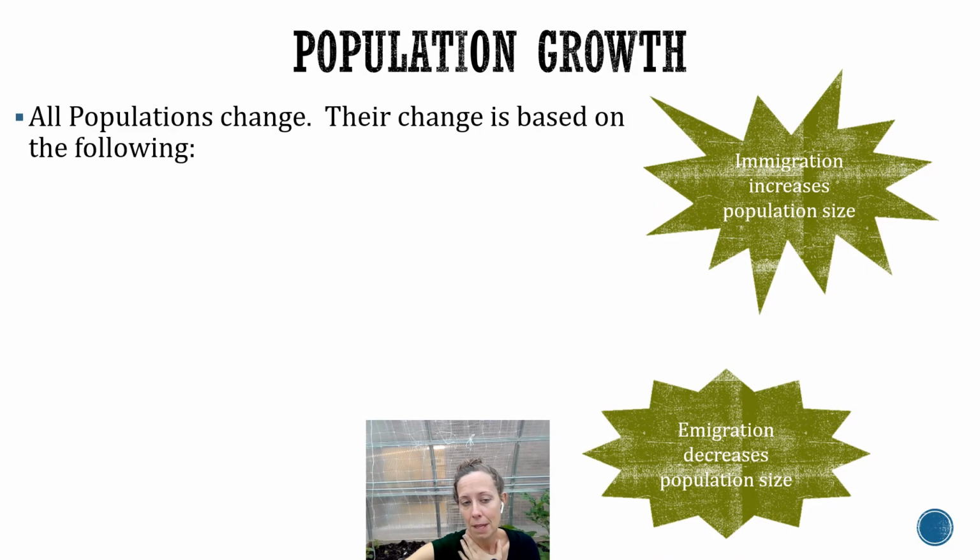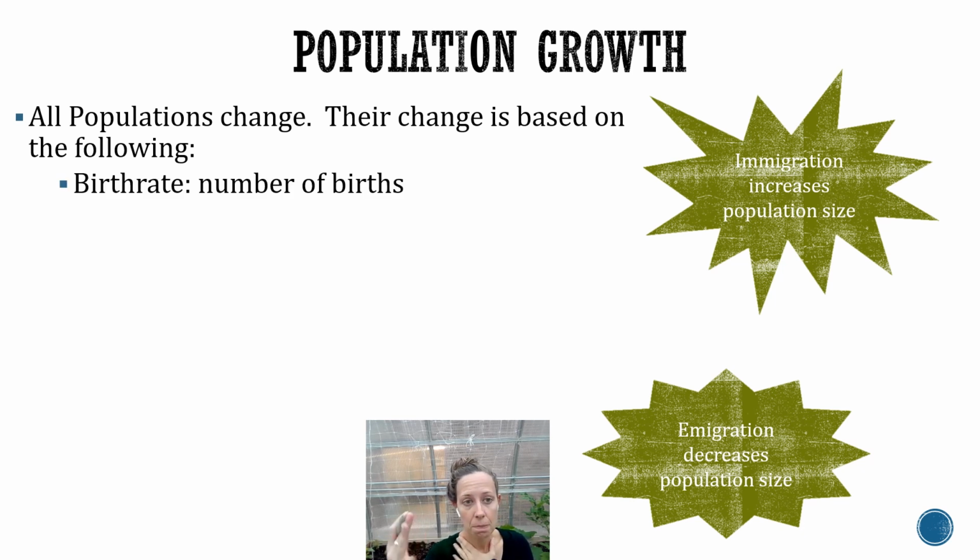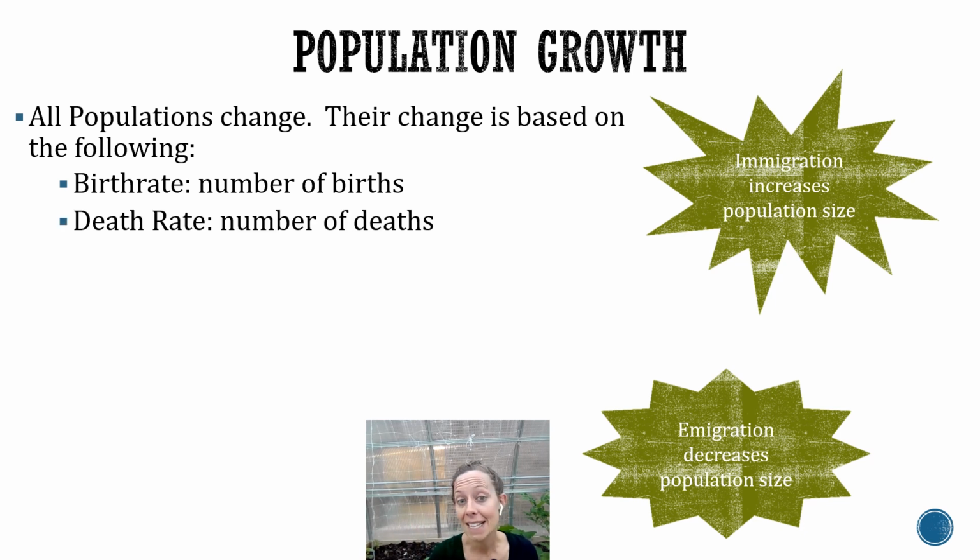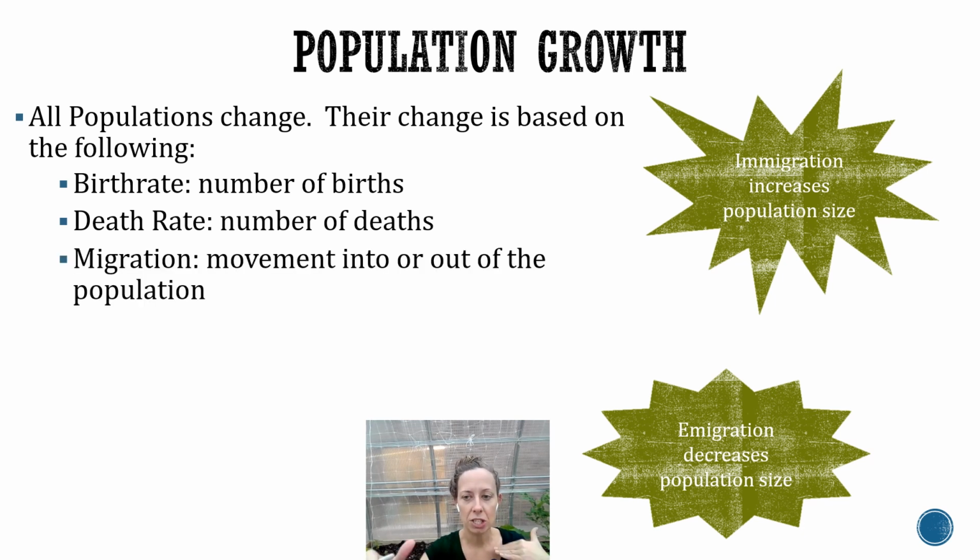Then we talk about population growth. So populations are all going to change, right? They change their size and they change based on the following things. The first is the birth rate. So how many individuals were born? The second is the death rate. So how many individuals died? Then migration, so who left and who came to the population, all right?